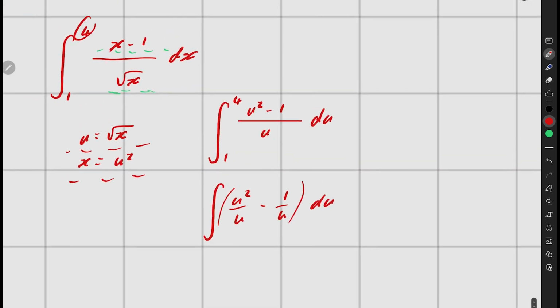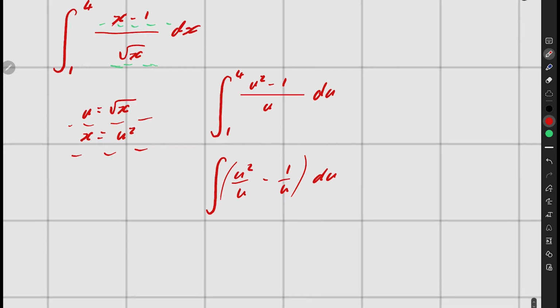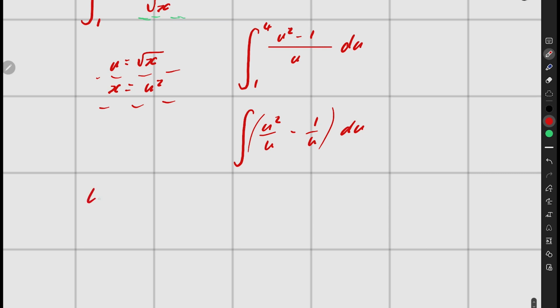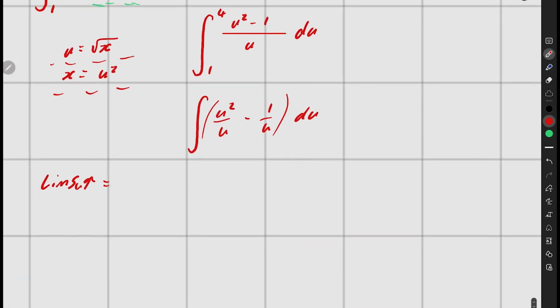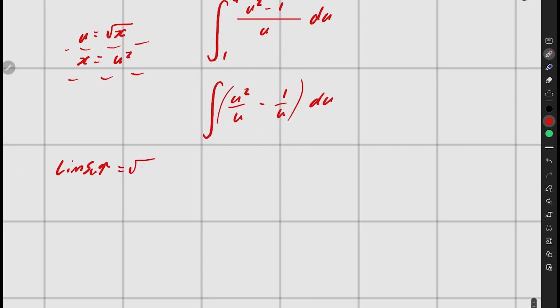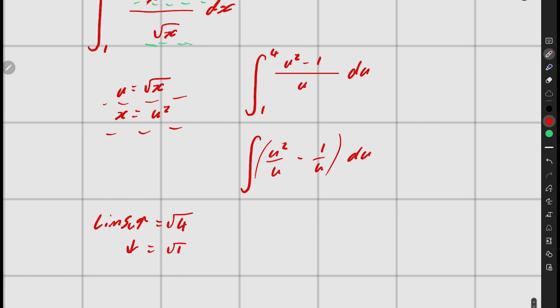In terms of x, our boundaries are 4 and 1, but we want this entire integral in terms of u. So if we know u is equal to the square root of x, let's solve for our new boundaries in terms of u. Our upper limit is going to be equal to the square root of 4, and our lower limit is going to be equal to the square root of 1, because we've set u equal to the square root of x.